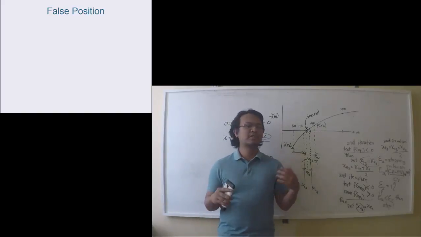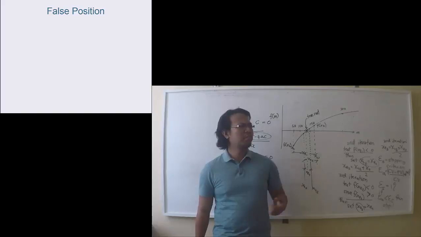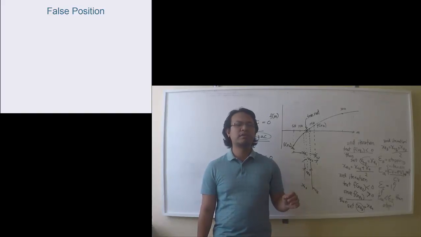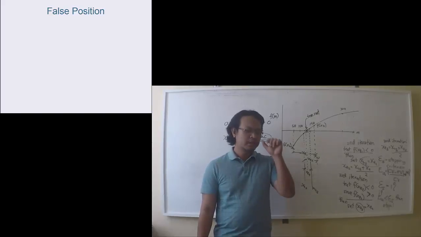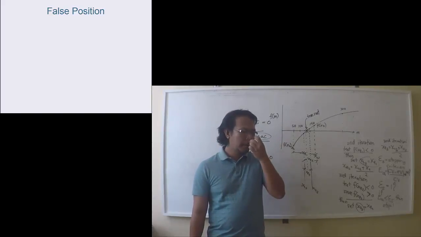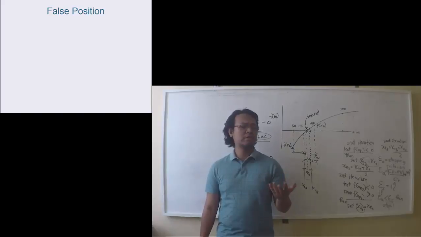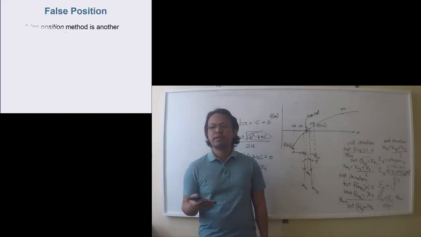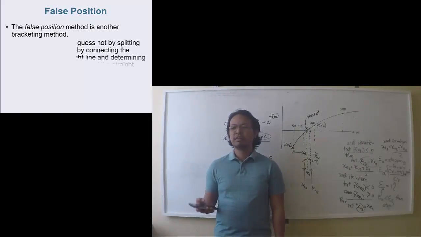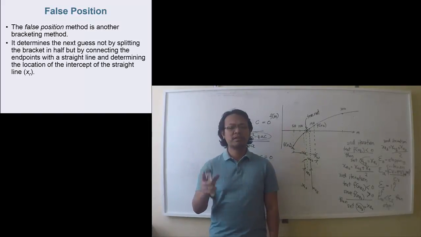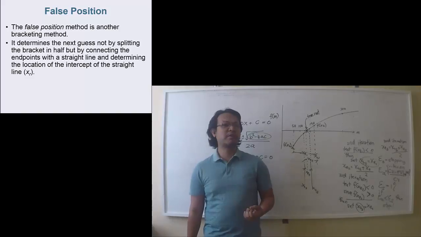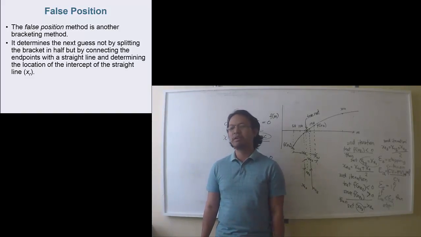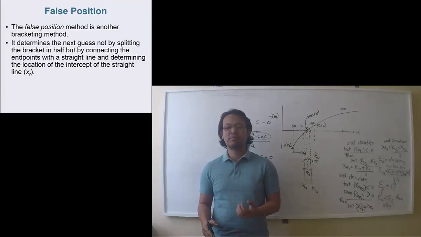So as an engineer, as a scientist, it's really up to you what method you are going to use. But depending on the graph, depending on the function that you can see, you will know which method is best suited for that particular application. Okay, so false position is another bracketing method. It determines the next guess not by splitting the bracket in half, but by connecting the endpoints with a straight line, and determining the location of the intercept of the straight line, XR.